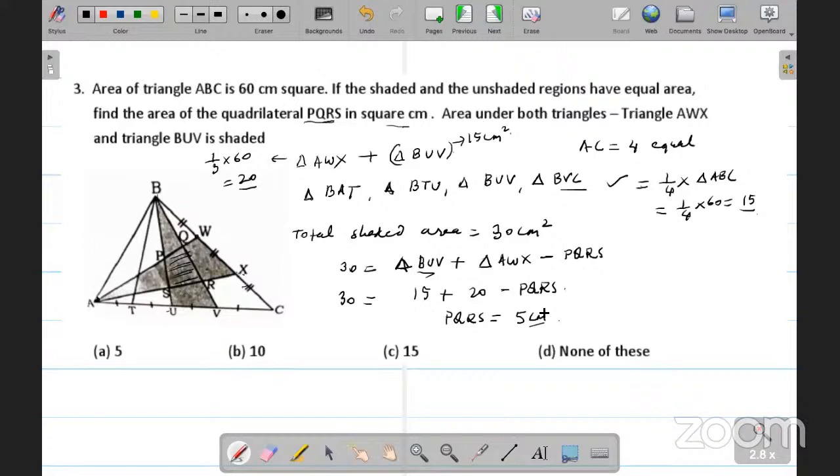So what property was applicable here? If you divide the base of a triangle into 4 equal parts, or n equal parts, each small triangle will have 1 by n times the area of the whole triangle. So in this case, AC was the base, which was divided into 4 equal parts. So the area of each of these parts is 1/4. Similarly, you have divided BC into 3 equal parts. So each part, AXC, AWX, and ABW, each of them will have 1/3 the area of the entire triangle.